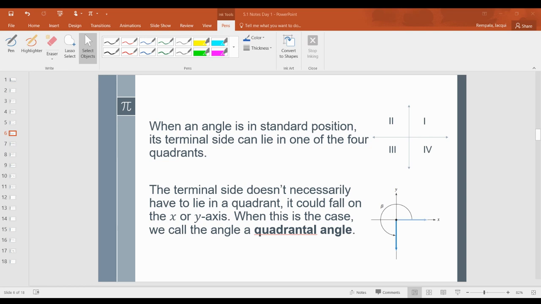When that is the case, we have a special name. We call this a quadrantal angle. Once again, notice that in my picture I've got the initial side, that lighter blue arrow on the positive x-axis. Notice that the direction of this angle, which we call beta in this picture, is going in a counterclockwise direction. That means that the angle is a positive angle. Notice that my terminal side, which is that darker blue, is on, in this case, the y-axis. So that's why it's a quadrantal angle.